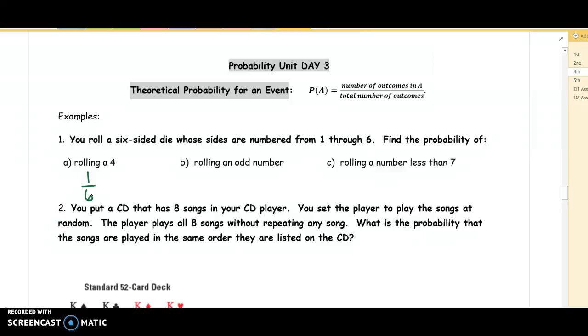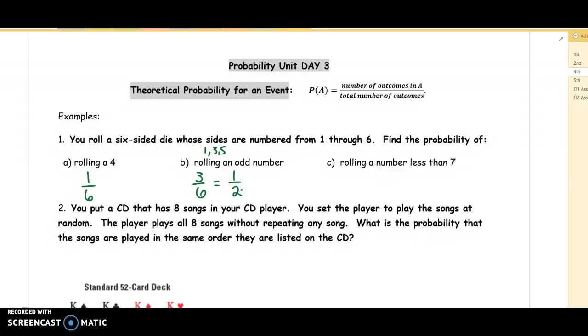The probability of rolling an odd number. How many odd numbers are on a die? 3 of them. There's 1, 3, and 5. So that's 3/6, which simplifies to the fraction 1/2. You have basically a 50% probability of rolling an odd number.